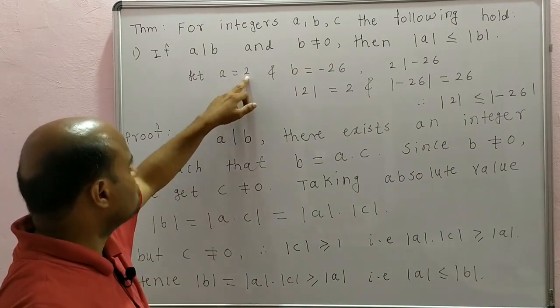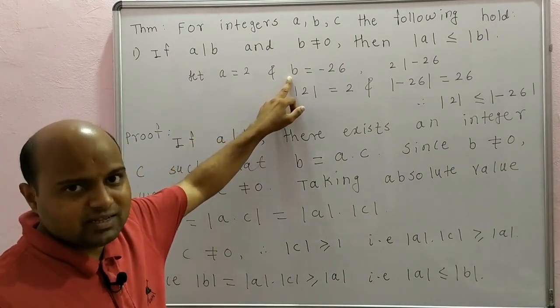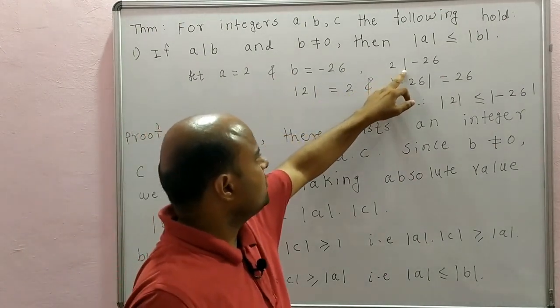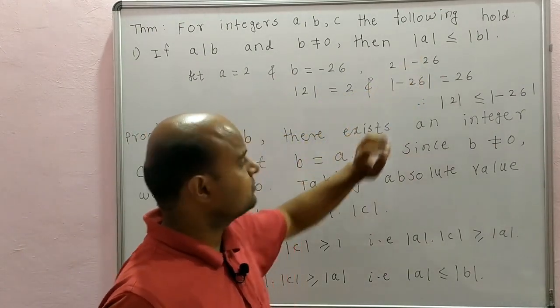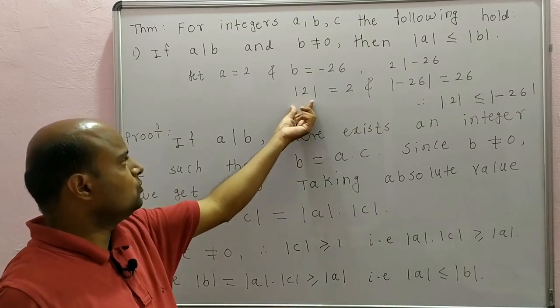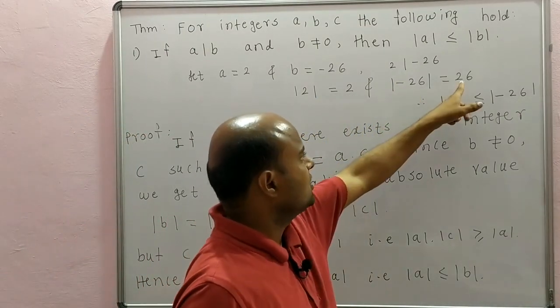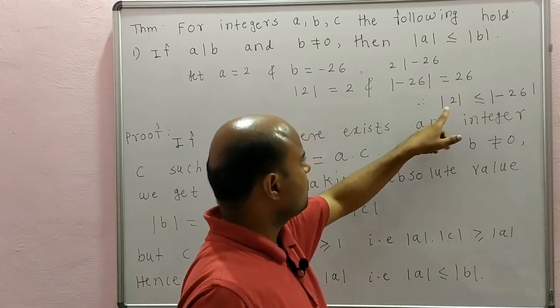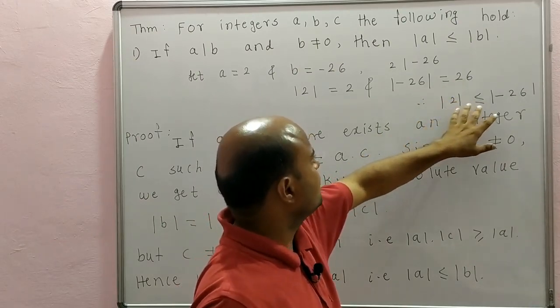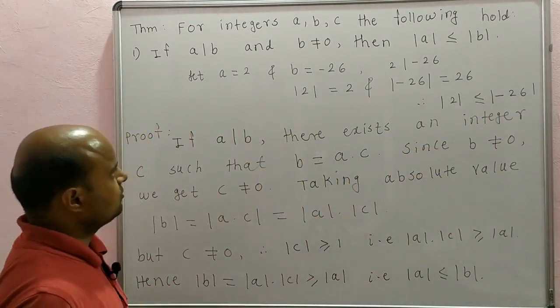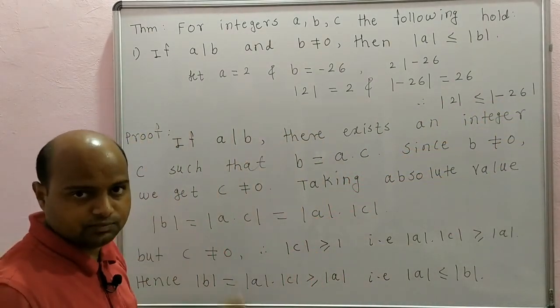If a is 2 and b is minus 26, we know 2 divides minus 26. The absolute value of 2 is 2 and the absolute value of minus 26 is 26. Therefore, the absolute value of 2 is less than or equal to the absolute value of minus 26. We have to prove this result.